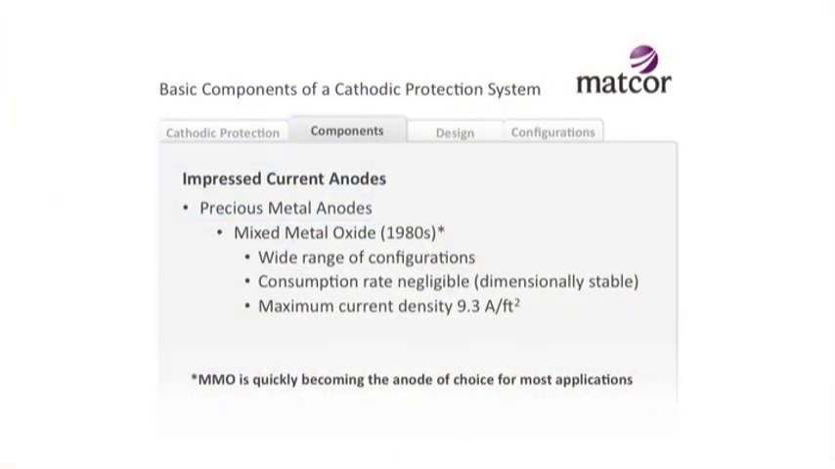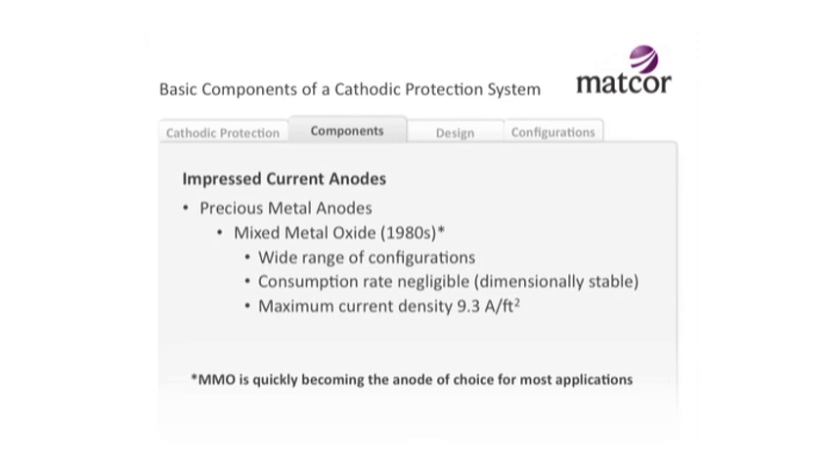One of the reasons that MatCore has specialized in building mixed metal oxide anodes is because you get exceptionally long life, exceptionally high reliability, and you can generate large amounts of current from fairly small anodes. Well, that's the other thing.